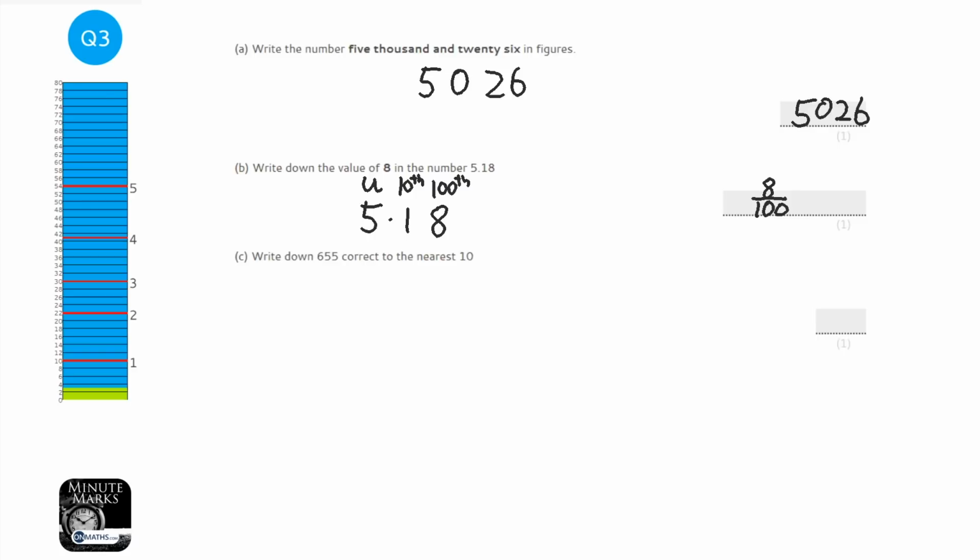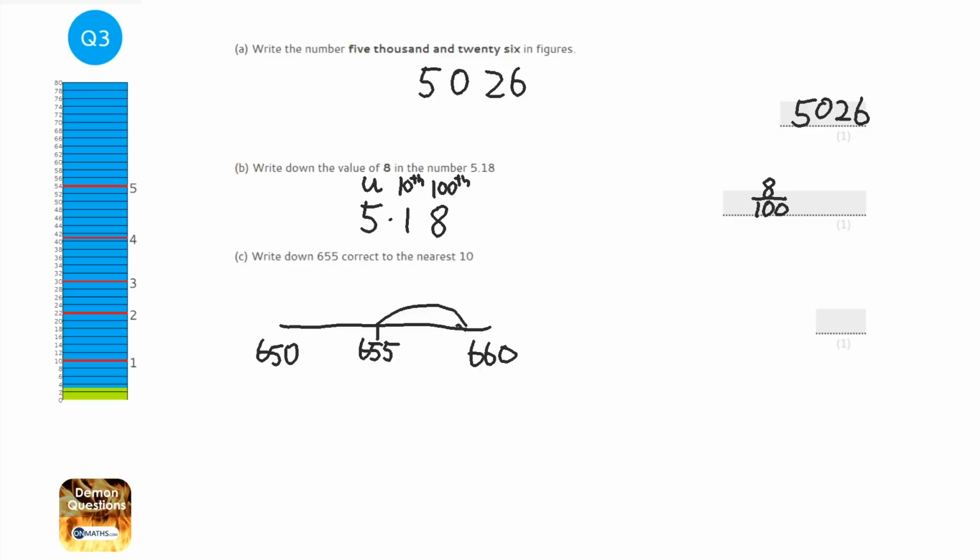Question C, write down 655 correct to the nearest 10. Okay, so 655, if we just do a quick number line, the next 10 up is 660, and the next one down is 650. So those are the 2 it can round to. This 655 is bang on halfway, and if they are halfway, they round upwards. So the answer is 660. If it was any less, if it was 654, it would round down. So if that number there is 5 or more, it will round up.